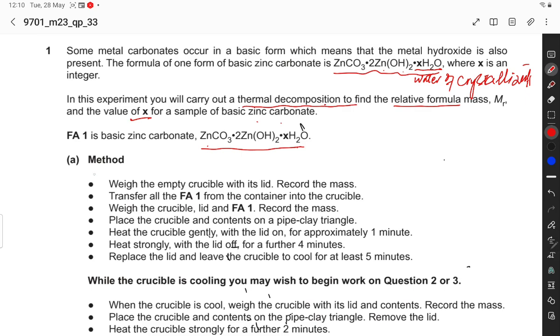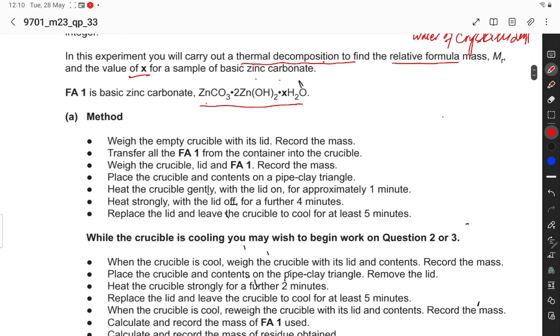So that is the method. Let's start. Weigh the empty crucible with its lid. This is the shape of the crucible, and this is the lid. So first weigh the empty crucible and lid, then transfer all the FA1 from the container into the crucible, and weigh the crucible, lid and FA1 and record the mass.